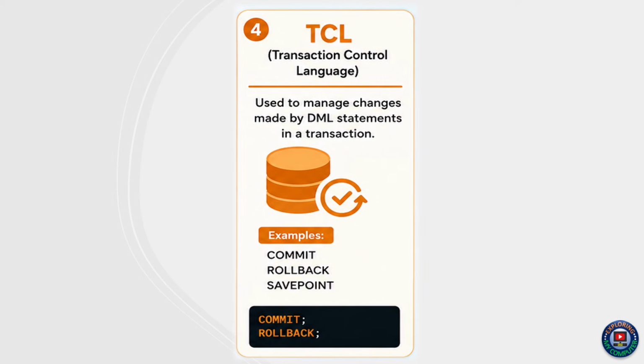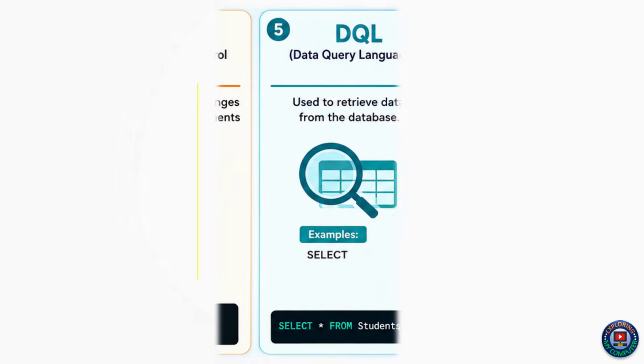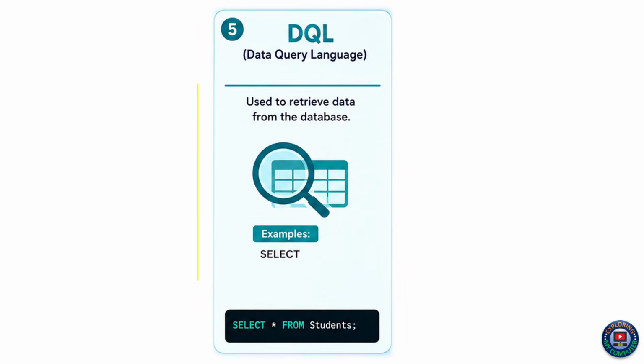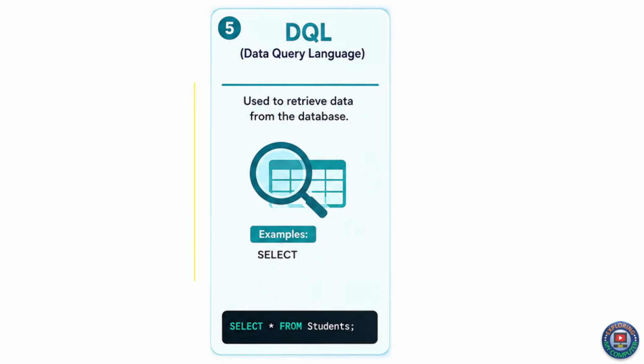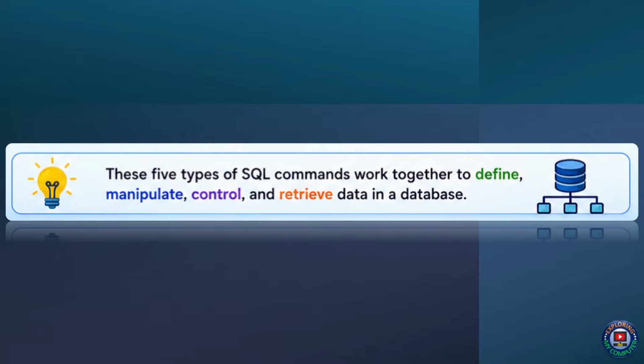TCL commands are used to manage changes made by DML statements in a transaction. DQL commands are used to retrieve data from the database. These 5 types of SQL commands work together to define, manipulate, control and retrieve data in a database. Let us learn these commands in detail in the next screen.